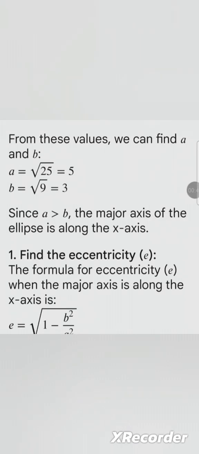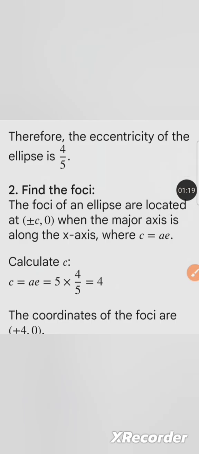Since a is greater than b, that means it's a horizontal ellipse, or the x-axis is the major axis here. So the a value is 5, the b value is 3, and the eccentricity, as we know, the formula is e is equal to under root 1 minus b square by a square. So it is coming to under root 1 minus 9 by 25. If you calculate, it will be coming to under root 16 by 25. So this is 4 by 5.